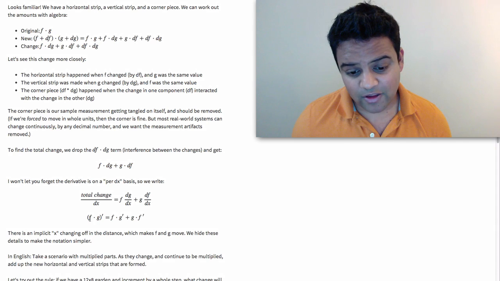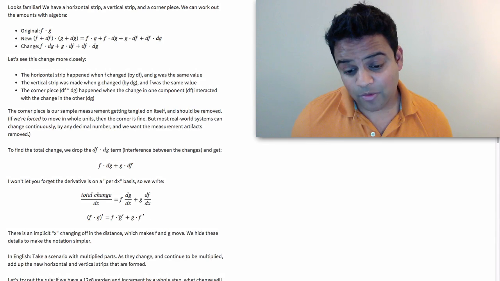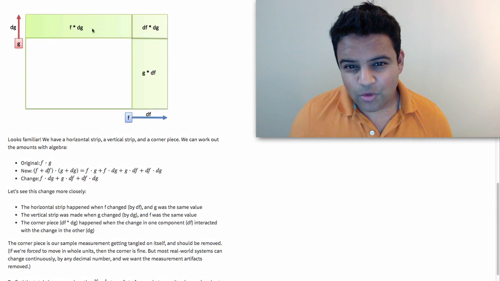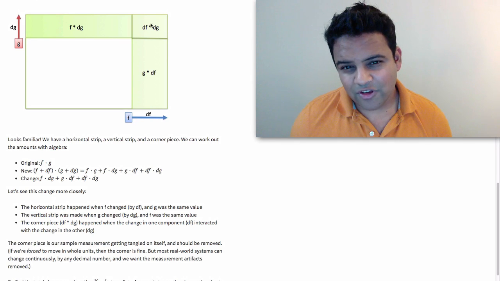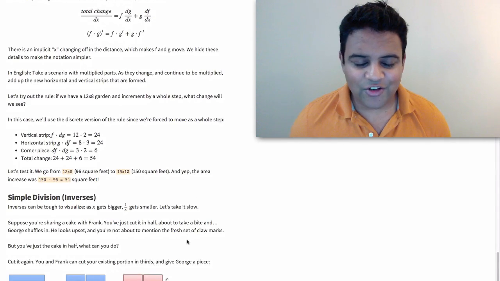So this is what it looks like. f times g, the derivative of that is f times the derivative of g plus g times the derivative of f. And again, you want to visualize this. So imagine this rectangle growing, throwing out this piece that doesn't really exist because there's an interaction, and just measuring these two changes. Okay, now let's go to the next one.